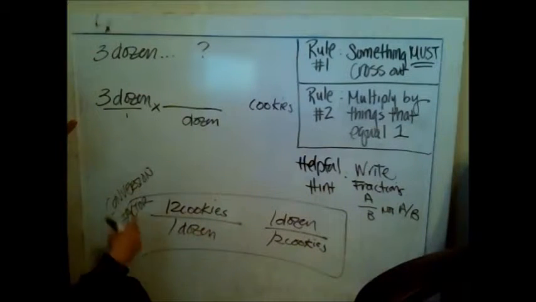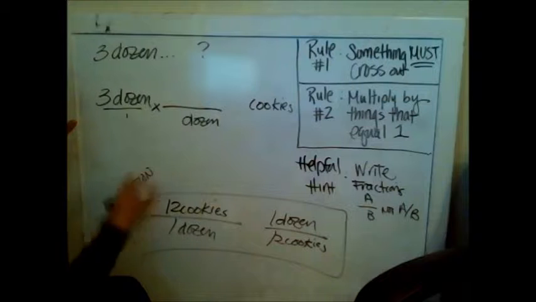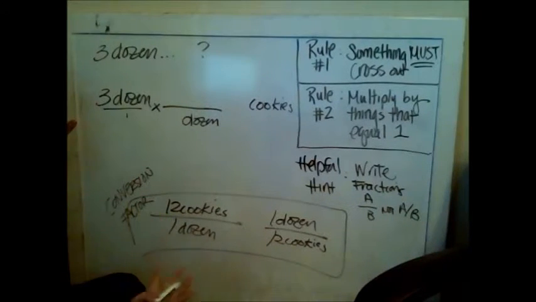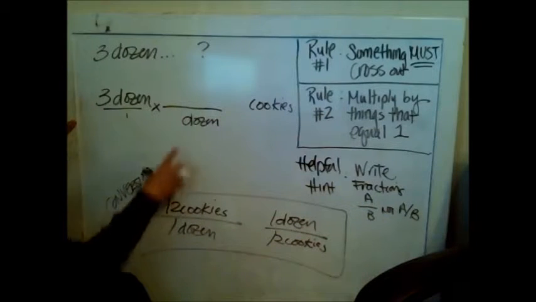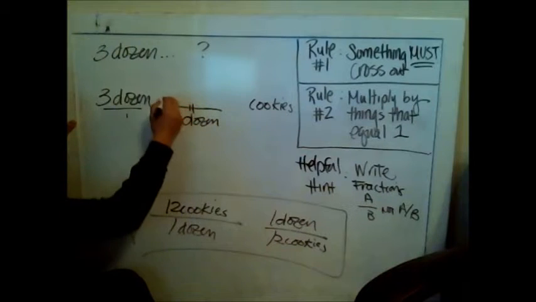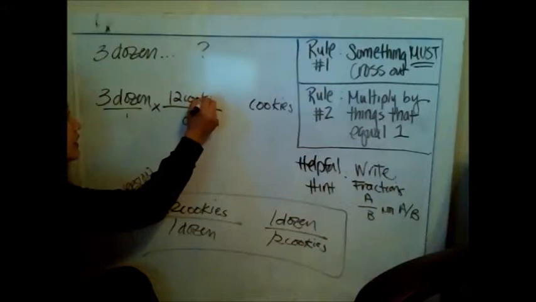The second rule says I must multiply by things that equal 1. I can't fundamentally change how much I have, which is 3 dozen, so I must multiply it by 1 so that it keeps its value. So then I say to myself, okay, I've got dozen on the bottom. What equals 1 dozen? Well, I know 12 cookies are in a dozen.